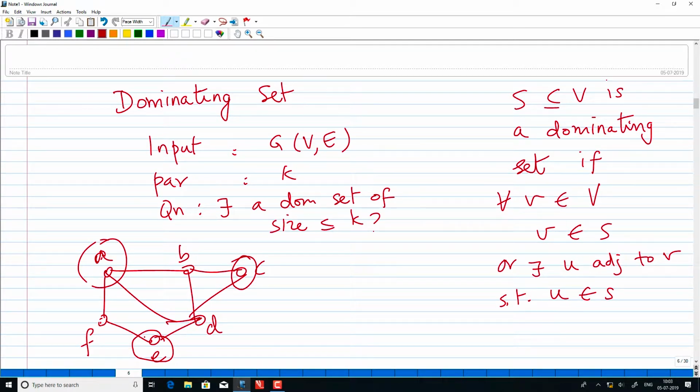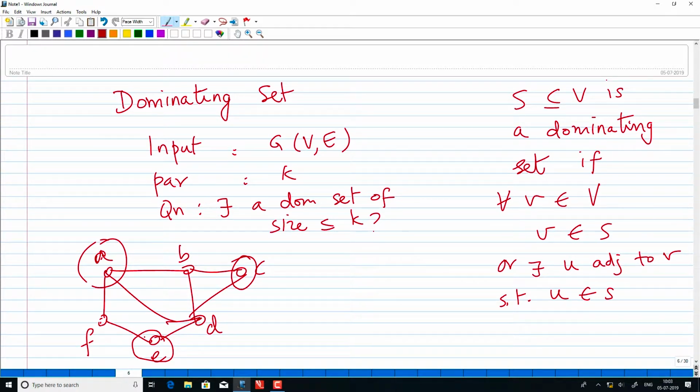Okay. So, does everyone see this? That you pick any vertex, either it is in the dominating set or one of its neighbors is in the dominating set. So, that is a dominating set. Okay. You see the difference between this and vertex cover, right?